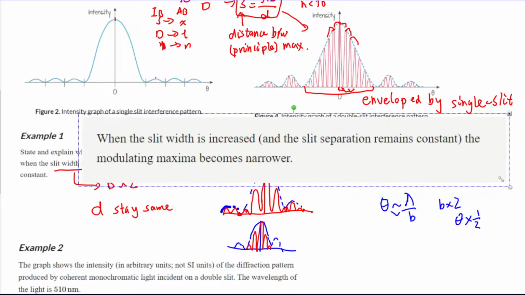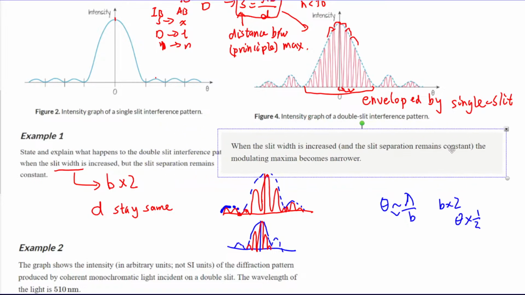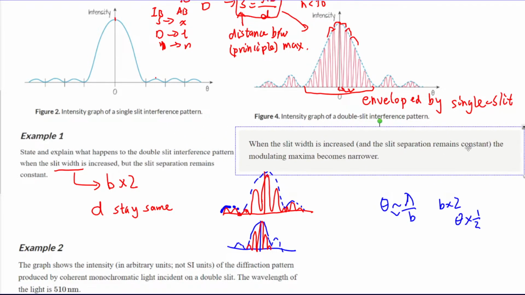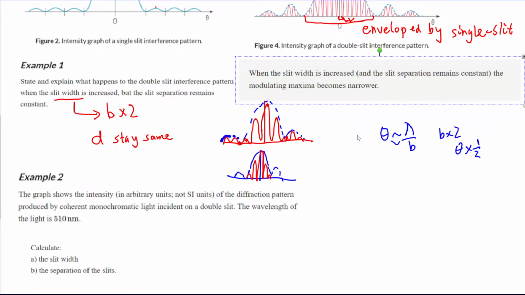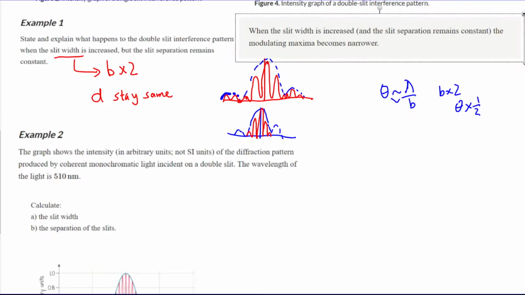That's what happens. It was increased, okay, because the separation is constant, right? Everything else is constant. So that means that the modulating maximum must become narrower, in order to still fit in that distance. And there will of course be fewer of them, because you can fit less in there, right?